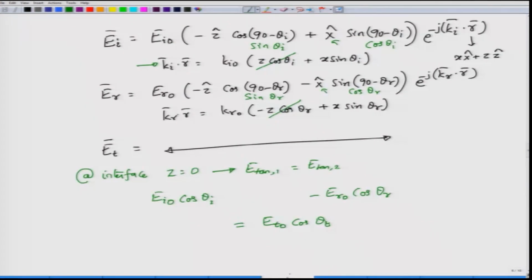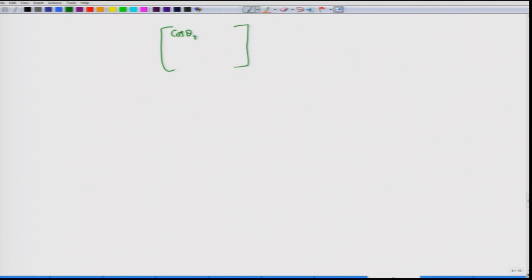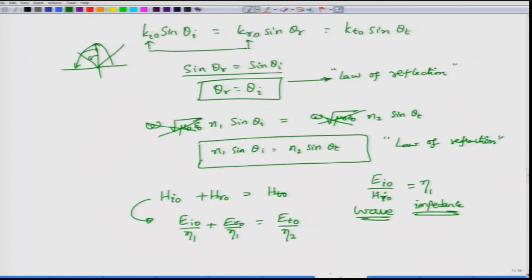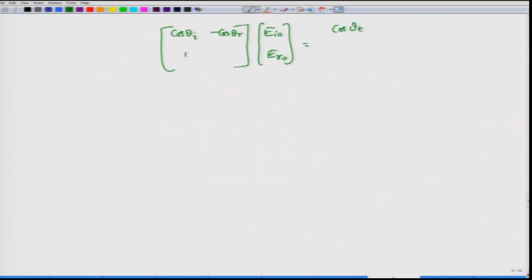Now, I have two simultaneous equations. So, I can put them into matrix form. The first condition would be cos theta I, and then minus cos theta r, acting on E I 0 and E r 0, equal to cos theta t times E t 0. Then what is the other condition that I have from the magnetic field? I can write this as E I 0 plus E r 0 equals eta 1 by eta 2 times E t 0. So in matrix form, 1 and 1, equal to eta 1 by eta 2 times E t 0.